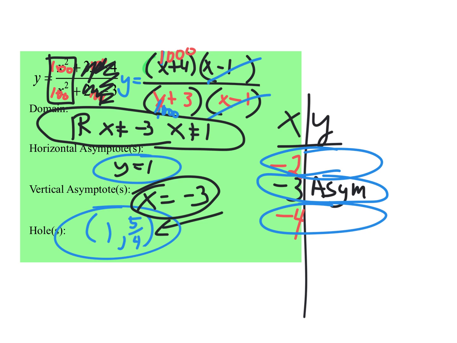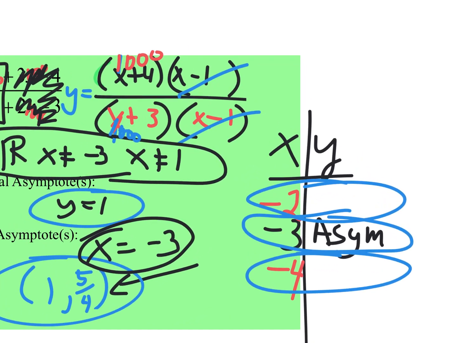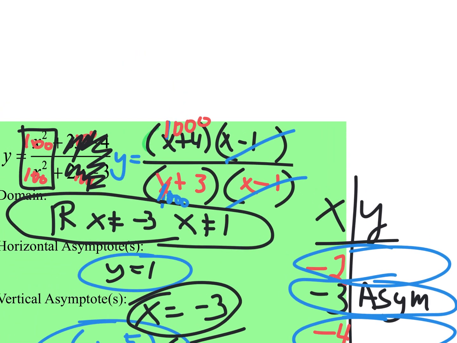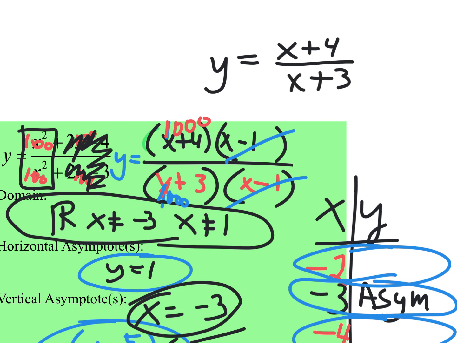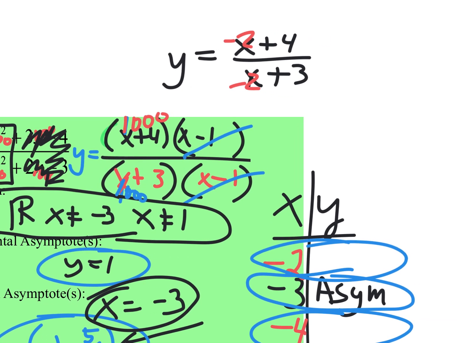I'll pause for a second while you try those. Put in -2 and -4. Okay, so the -2 goes in. The -2 goes in where? Well, I'm going to rewrite my answer. It was x plus 4 over x plus 3, and then I stick in the -2 here and here, and I get 2 over 1, which is 2.